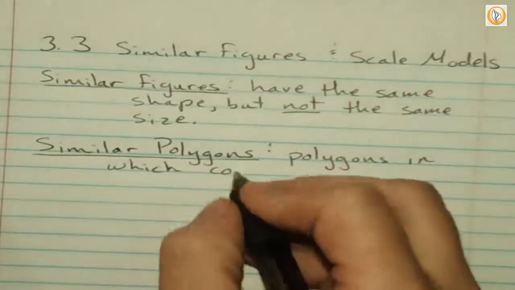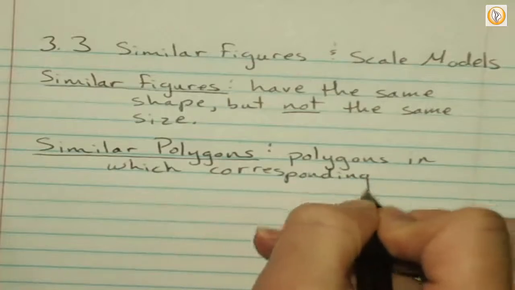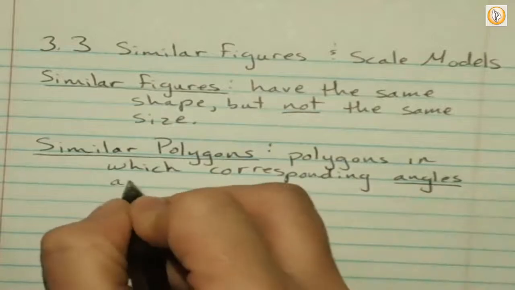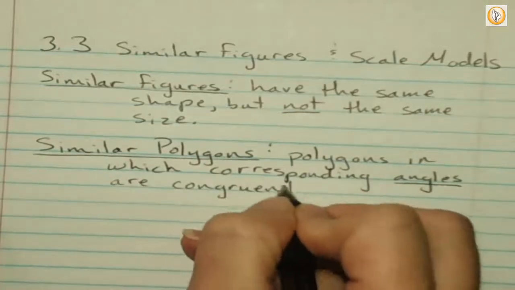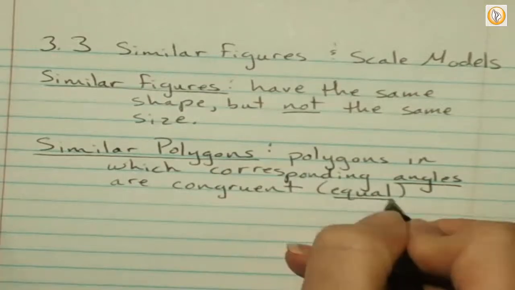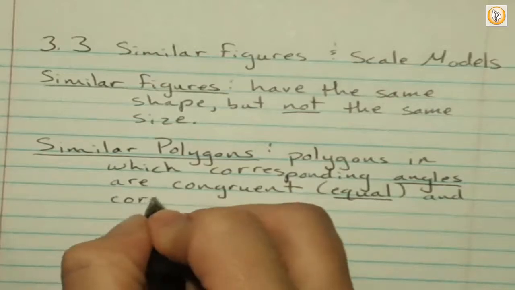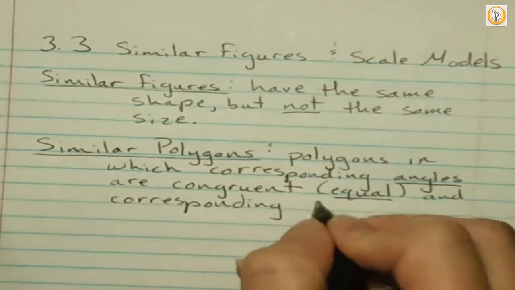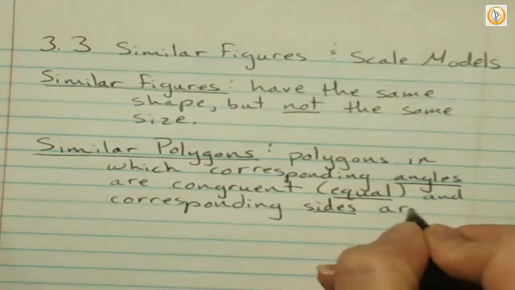Okay, so polygons in which corresponding angles are congruent. There you go. And congruent means equal. And corresponding sides are proportional.